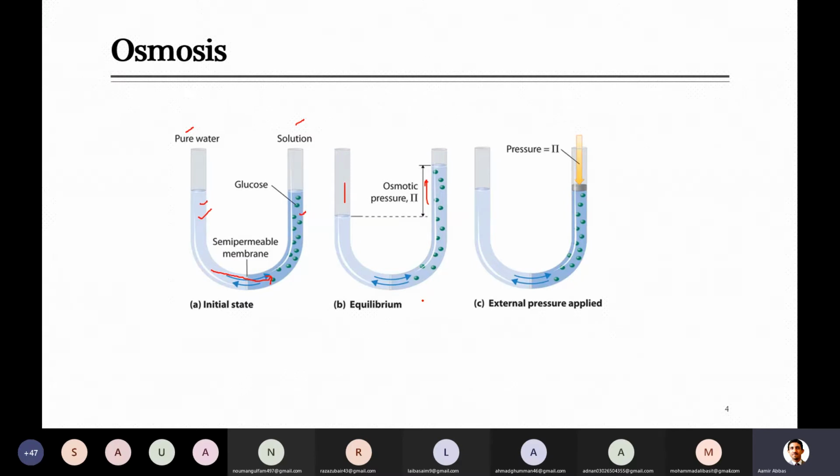But if we want to break this equilibrium, we can apply some external pressure on that side of the tube where the high concentration of solute was. How can you do that? If you just push this side, you apply some external pressure. So this external pressure will push the solvent to move from this high concentration towards the low concentration solute area, and this is not natural. We are pushing it, we are applying some external pressure.